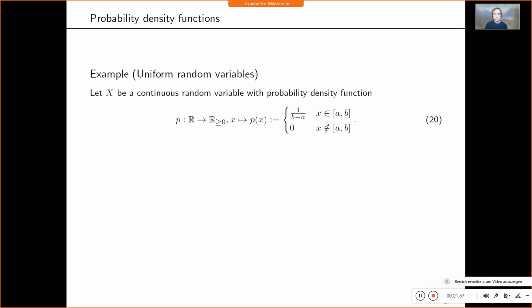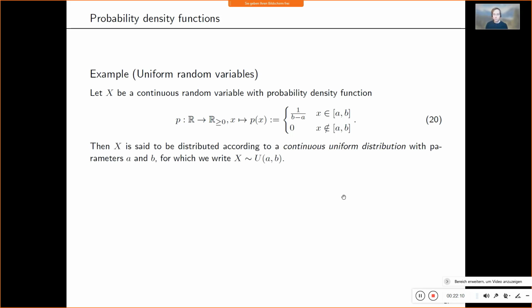There's also a uniform continuous random variable, so make sure that you are clear about the difference between a uniform discrete random variable and a uniform continuous random variable.